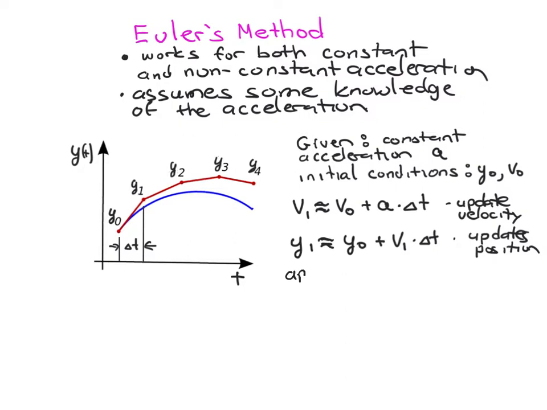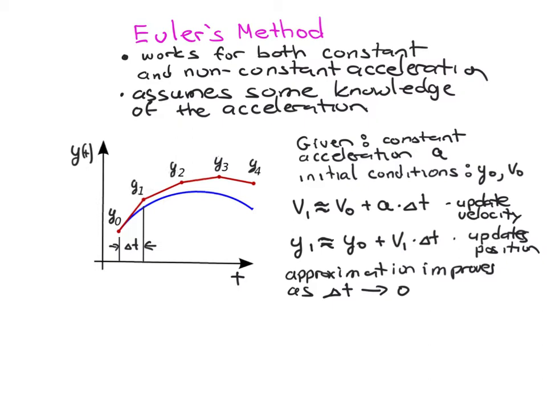So approximation improves as delta t gets smaller and smaller. And now we just want to sort of iterate, to repeat what we've done.